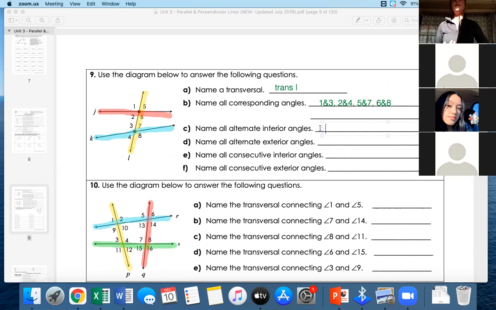Now we have alternate interiors. There's only 2 answers for this one. Alternate interior. Good job. 2 and 7 is one. And 3 and 6 is the other. Now we have alternate exterior. And those are going to be on opposite alternating sides. So we have 1 and 8. And 5 and 4. Good job, guys. Consecutive interior. Perfect.